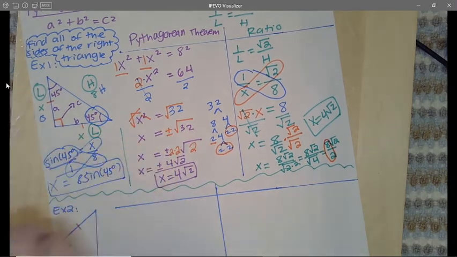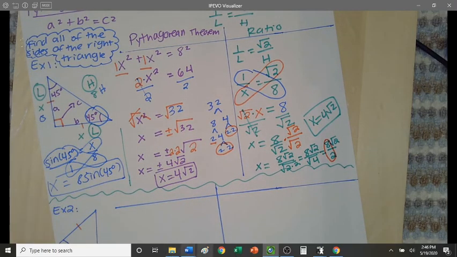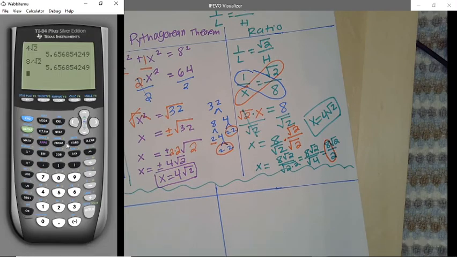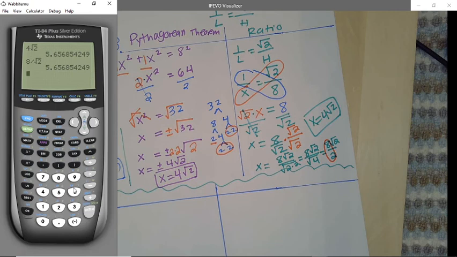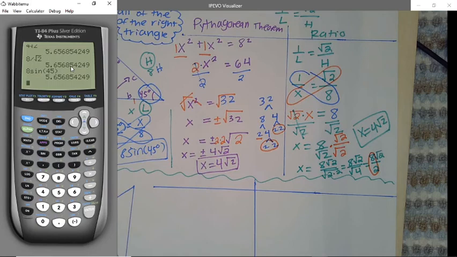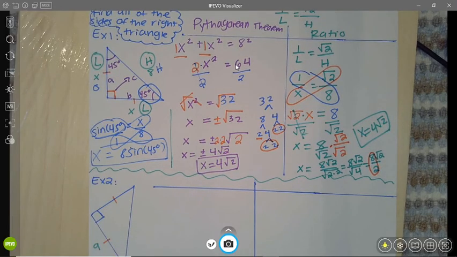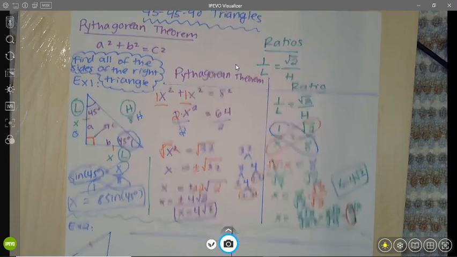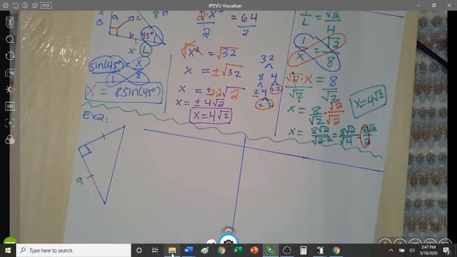And if you guys see, when I type that into my calculator, I should get the same thing. So I'm going to pull out my calculator real quickly. Alright, so I'm going to type in 8 sine of 45. And if you guys see, I get the same thing. So you guys have 3 options for solving for the sides of a 45-45-90 degree right triangle, which is pretty cool. Alright, so using all that, let's get going on example 2.